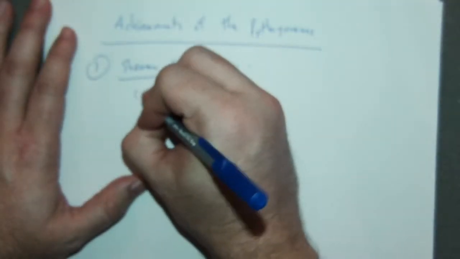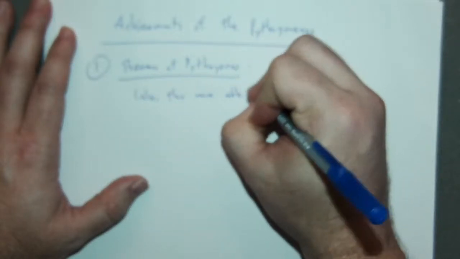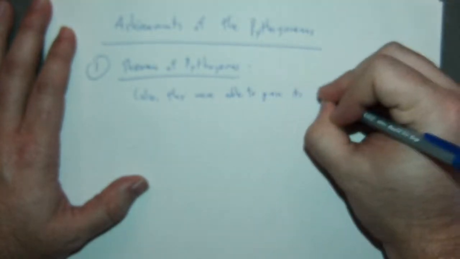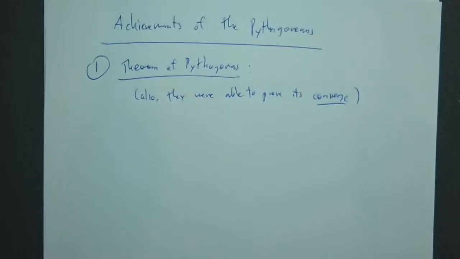So they were able to prove the converse. What is the converse of the Pythagorean theorem? Oh, I'm blurry. So the converse of the Pythagorean theorem just states that if you have a triangle that has these three sides a, b, and c, such that a squared plus b squared is equal to c squared, then that triangle is a right triangle. Okay. So that fact is intimately related with that triangle being a right triangle.